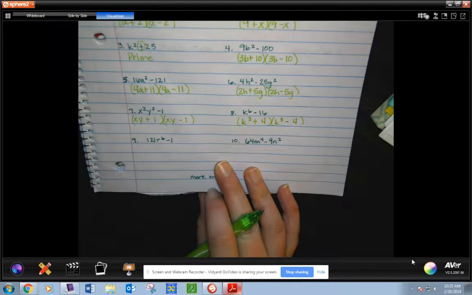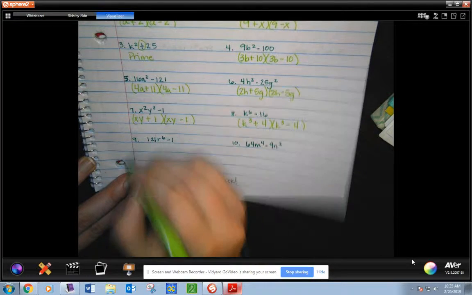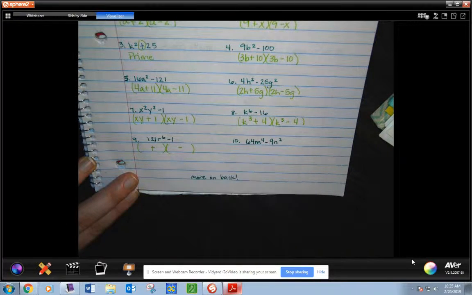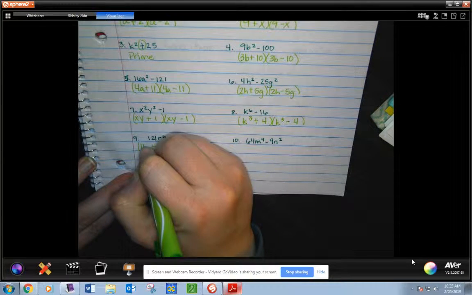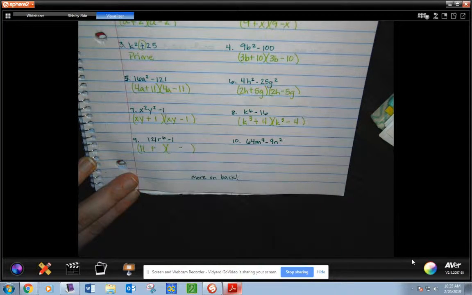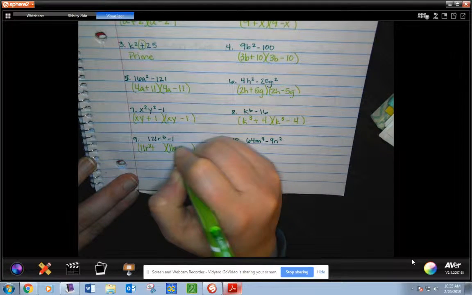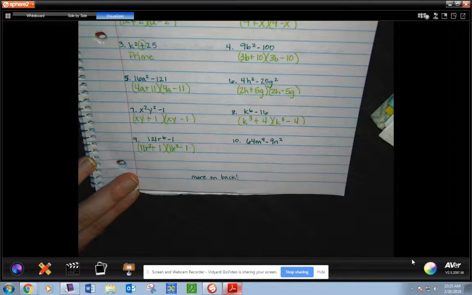For number 9, I have 121 r to the 6th minus 1. Again, I have a higher exponent, but both of these are perfect squares. So I'm going to put a plus, I'm going to put a minus. When you have 121, that becomes 11. R to the 6th, we got to half it, and so that becomes r cubed. So I have 11r cubed, and then I split the 1 with a positive 1 and a negative 1.